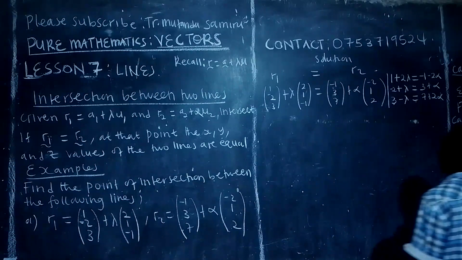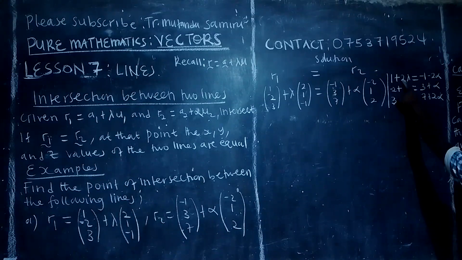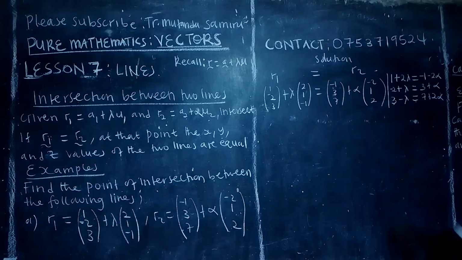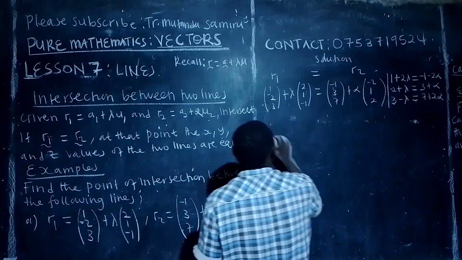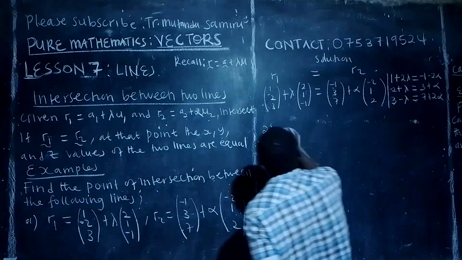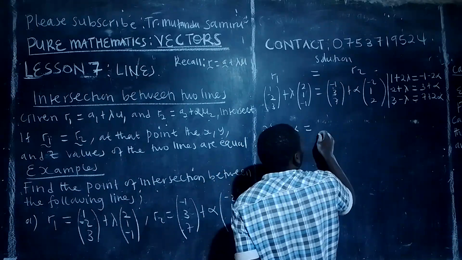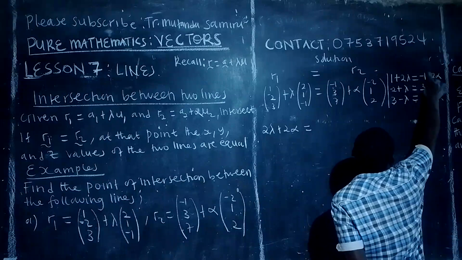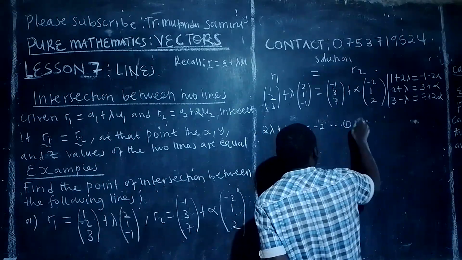Now I harmonize them very well. I want the unknowns to be on one side. This to come this side and the 1 comes this side. So I now come and say from here, I'll have it that 2 lambda. Now when this one crosses the equal sign to come this side to be plus 2 alpha will be equal to, now when this one is coming this side, this one is going to the other side, so it will be equal to negative 2. That is equation number 1.